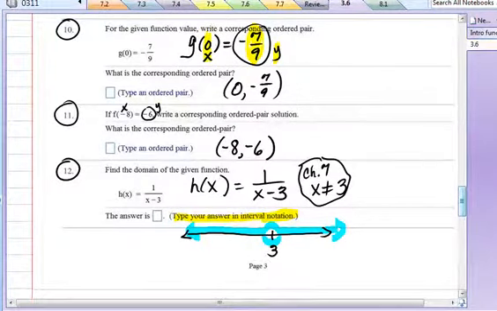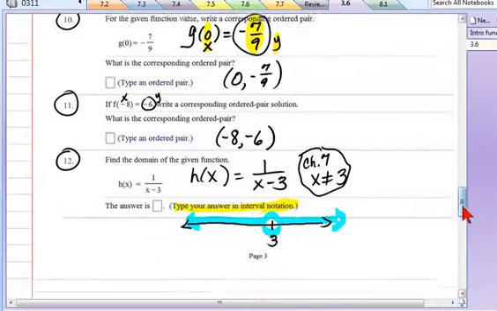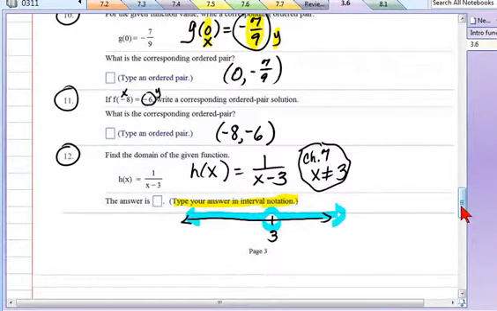Now, when I name it in interval notation, I think of interval notation sort of like a from and a to. What can x be? Well, it can be, what's out here? Yes, negative infinity. And what's out this way?